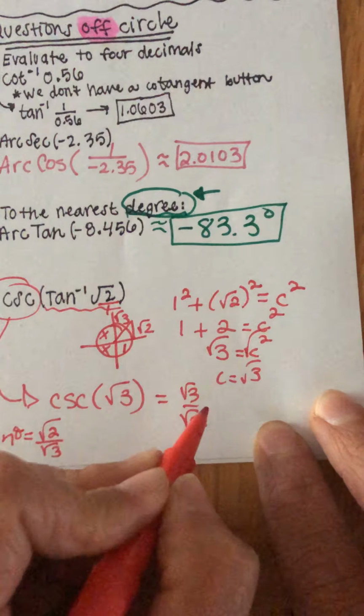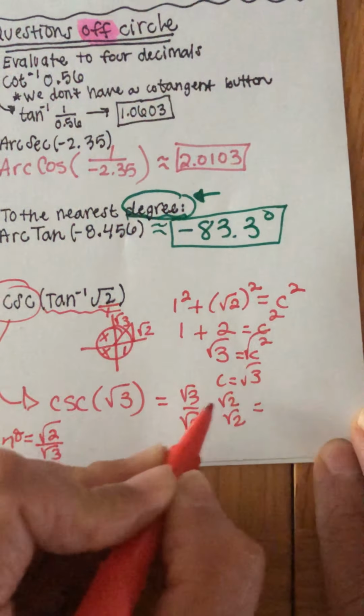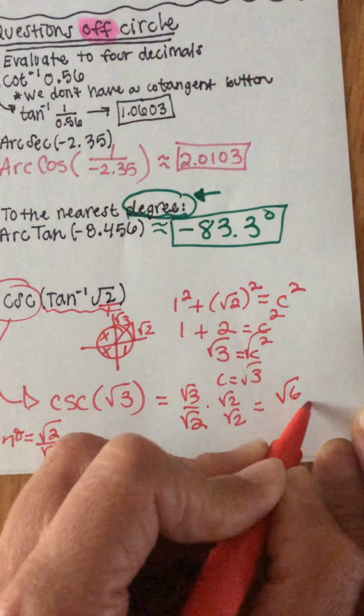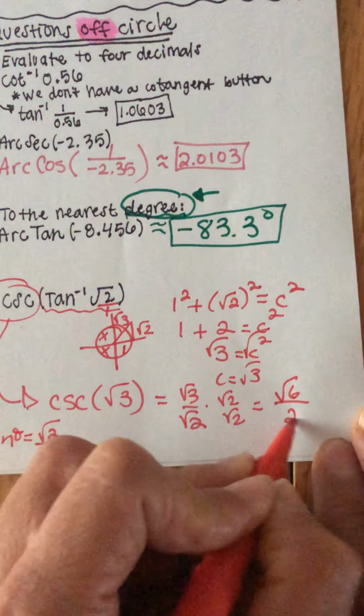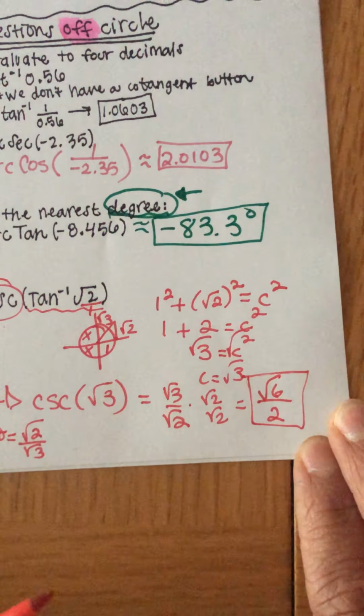And we need to rationalize, so multiply top and bottom by radical 2. And these are both inside numbers, so 3 times 2 is 6, so square root of 6. Radical times itself means the number gets to come out. So the cosecant of the square root of 3 is square root of 6 over 2.